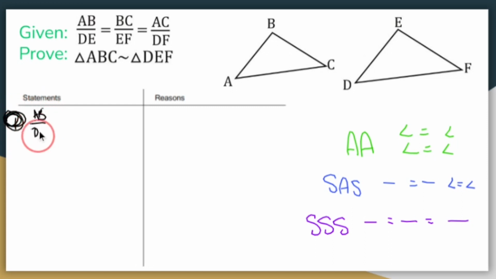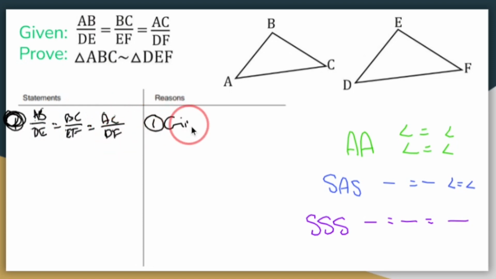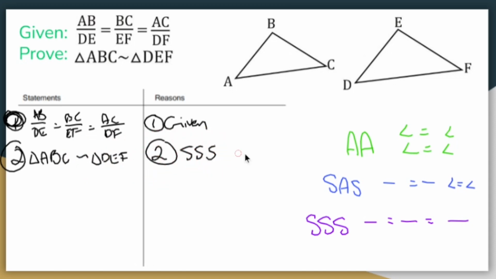AB over DE equals BC over EF equals AC over DF, given. Oh, look, these proportions equal that proportion, and we're done. ABC is similar to DEF, and that's using SSS. Very, very, very basic. Very, very, very easy. That's it. We're done.